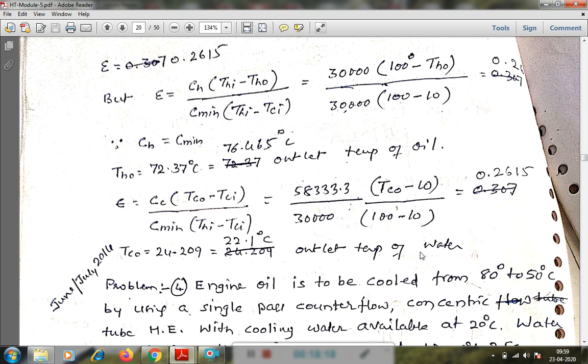Like this we can find out the outlet and inlet temperatures of the hot and cold fluid by using this effectiveness method. Then some other numericals based on this effectiveness method, or some cross flow heat exchangers, I will discuss in the next class.